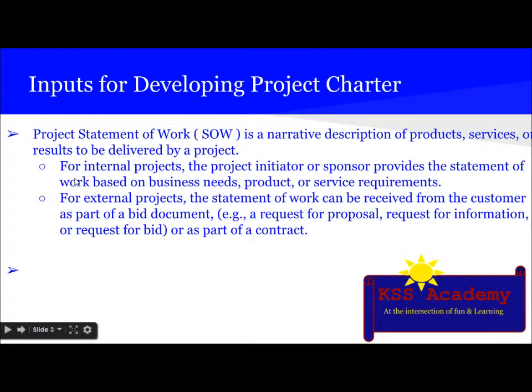Inputs for developing project charter. So first input is project statement of work, which is also called SOW, is a narrative description of a product, service, or a result to be delivered by a project. For internal projects, the project initiator or sponsor provides the statement of work based on business needs, product, or service requirement. For external project, the statement of work or SOW can be received from the customer as a part of bid document. Example, a request for proposal, a request for information, or a request for bid as a part of contract.